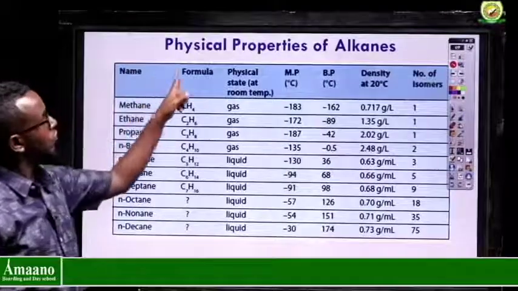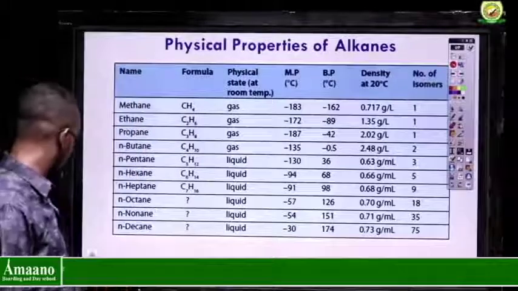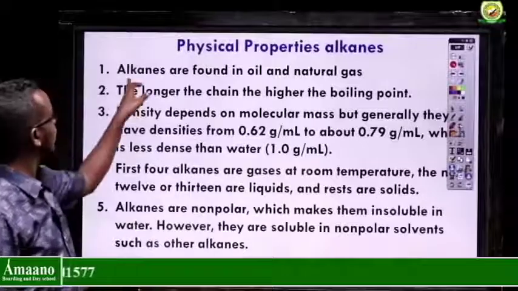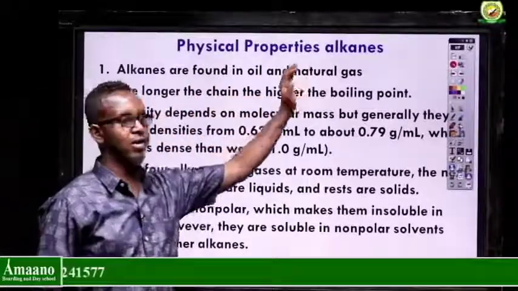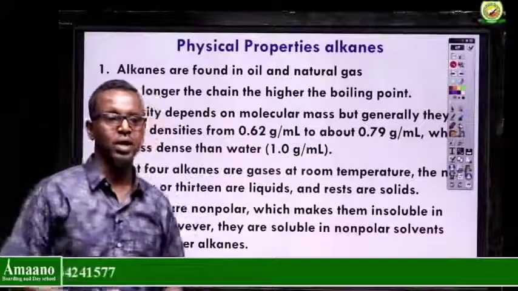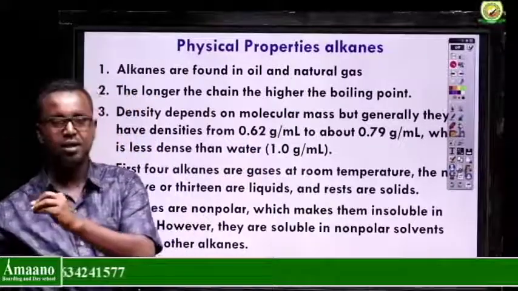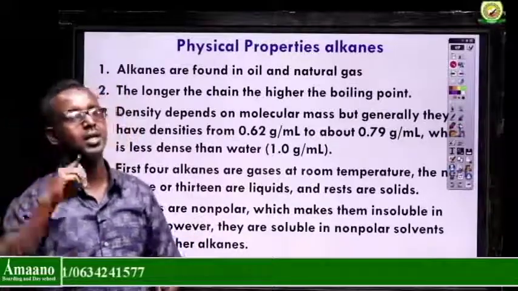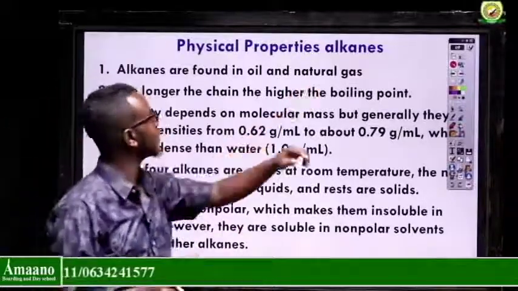These are the properties of alkanes. These are the physical properties of alkanes. Alkanes are found in oil and natural gas. What does it mean? We can get alkanes from crude oil. Naturally, we use fractional distillation, then we can get alkanes from the crude oil and natural gases.